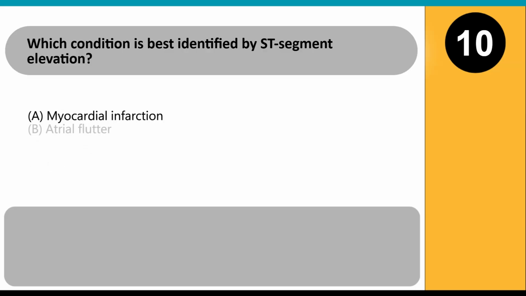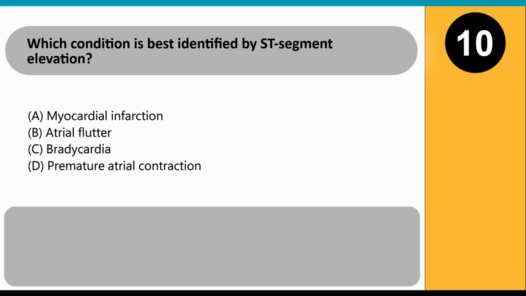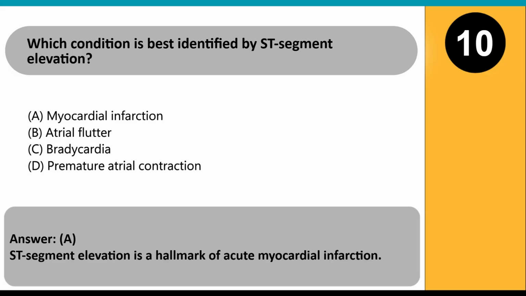Which condition is best identified by ST segment elevation? A. Myocardial infarction. B. Atrial flutter. C. Bradycardia. D. Premature atrial contraction. Answer A. ST segment elevation is a hallmark of acute myocardial infarction.